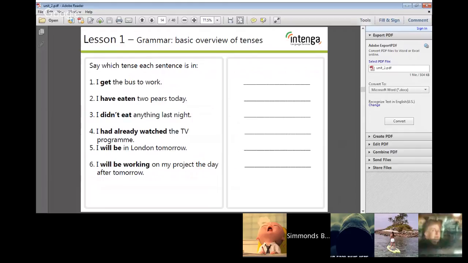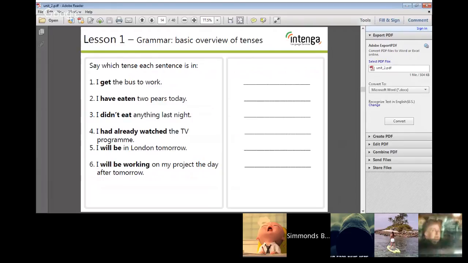Obviously, I ate a pear today is the past simple, and in number 2, I have eaten is the present perfect. I'm not sure about it, but I have eaten two pears today. I might eat more. But if I say I ate two pears today, maybe I won't eat anymore today. No. Okay. Rocky's answer is a little bit better. Hacken, did you want to say something?